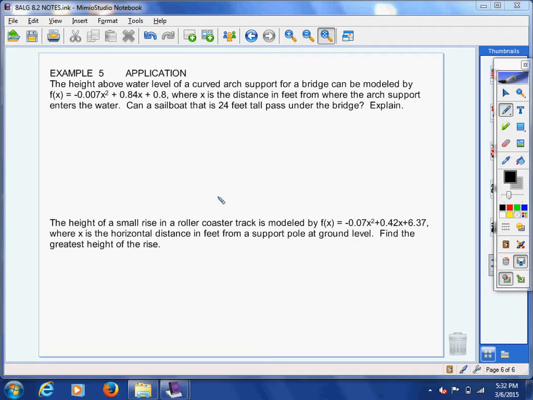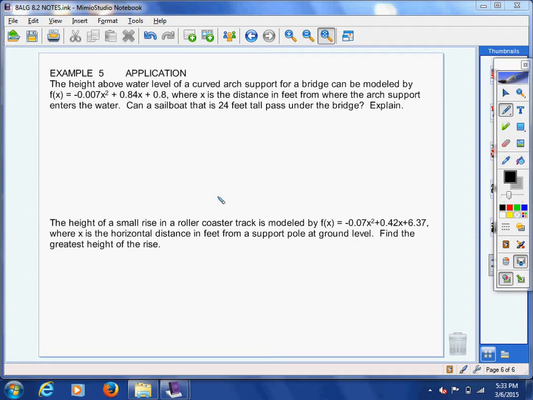Here it is. The height above water level of a curved arch support for a bridge can be modeled by f of x equals negative 0.007x squared plus 0.84x plus 0.8. X is the distance in feet from where the arch support enters the water. Can a sailboat that's 24 feet tall pass under the bridge? Okay, that's what we're wanting to know. So we have plenty of information to determine that.